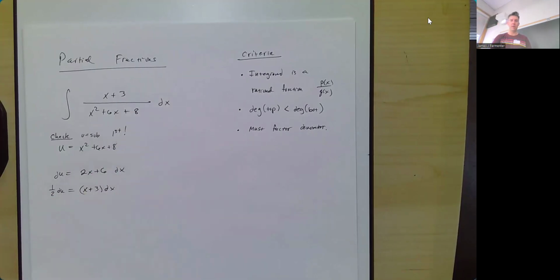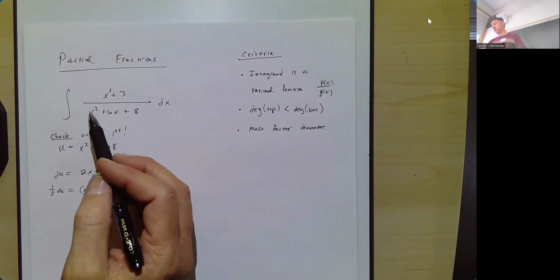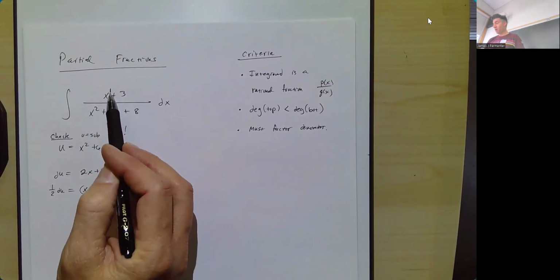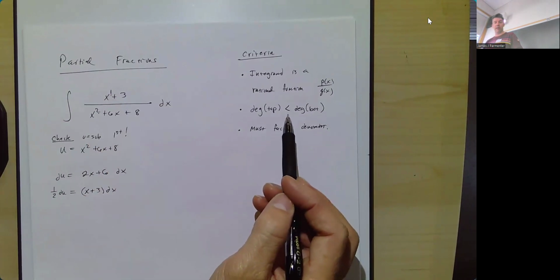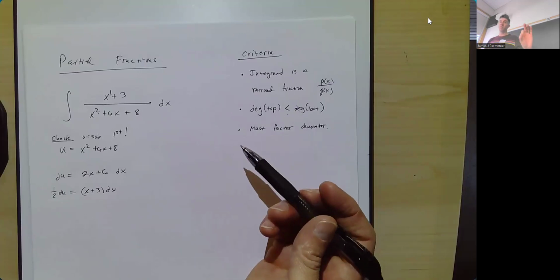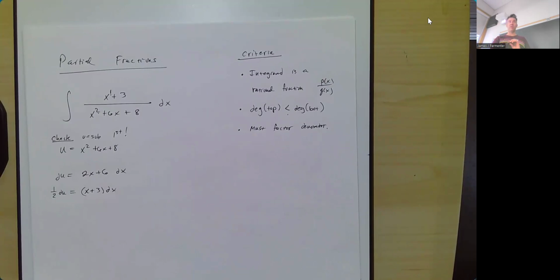Oh, there's something in the chat. Let's take a look. When you say slightly fewer for the degree, what I mean is that the degree on top, which is the highest power of x, has to be strictly smaller than the degree on the bottom, which is the highest power of x. So in this case, the degree on top is 1 because the highest power of x is 1. The degree on the bottom is 2 because the highest power of x there is 2. So the degree on top is strictly smaller than the degree on the bottom. It can't be less than or equal to. It has to be strictly less than. And we'll see an example later on where the degrees are equal to each other, and we have to do something else before we can do partial fractions.